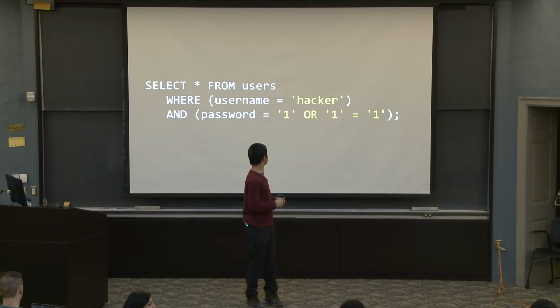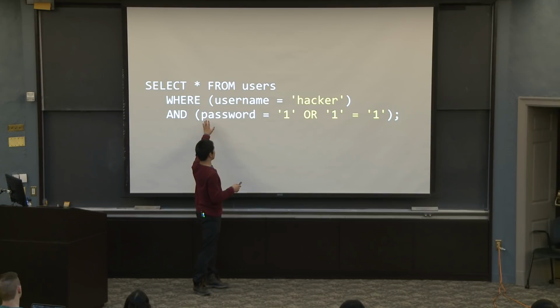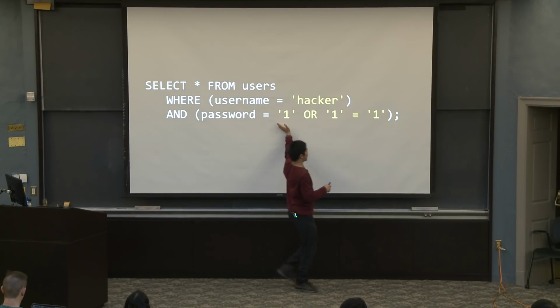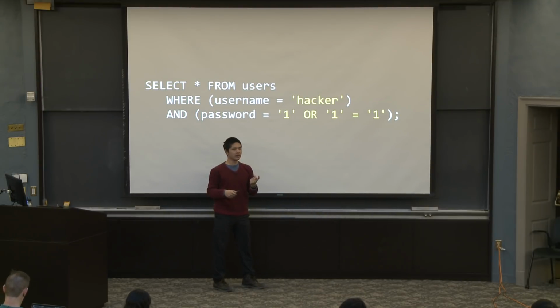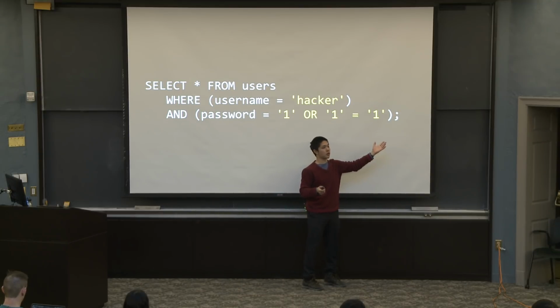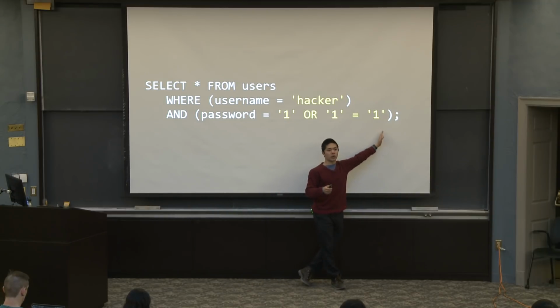Well, the idea here is that the query that we're running already has password equals something. And so we have to come up with something to fill in here that will make this query always true. And so one of the easiest ways to do that is just compare two things that you know to be true. And so even if the password is wrong, this half of the OR query is true.